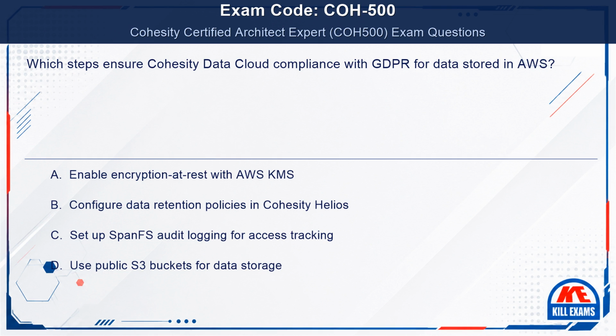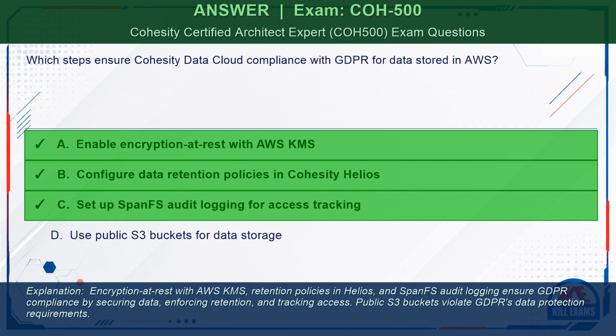Question 10. Which steps ensure Cohesity Data Cloud compliance with GDPR for data stored in AWS? Option A. Enable encryption at rest with AWS KMS. Option B. Configure data retention policies in Cohesity Helios. Option C. Set up SpanFS audit logging for access tracking. Option D. Use public S3 buckets for data storage. The correct answers are Option A and Option B and Option C.